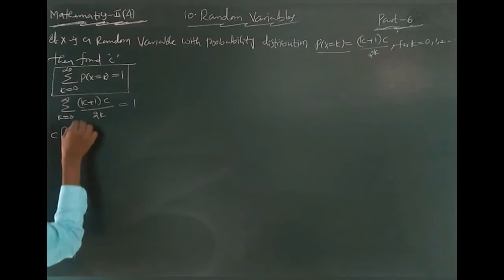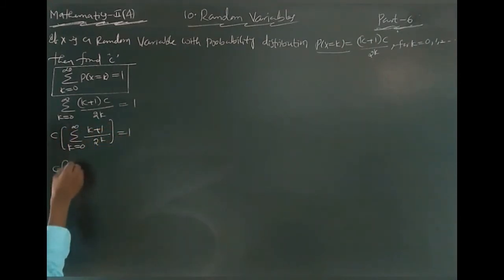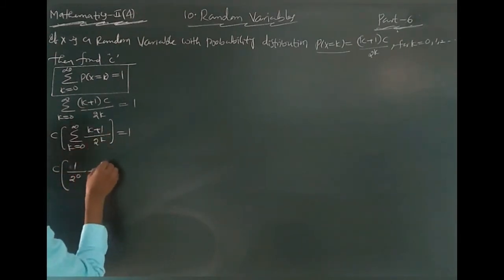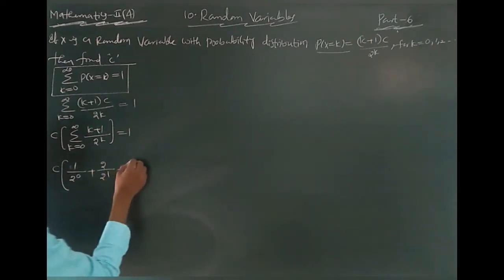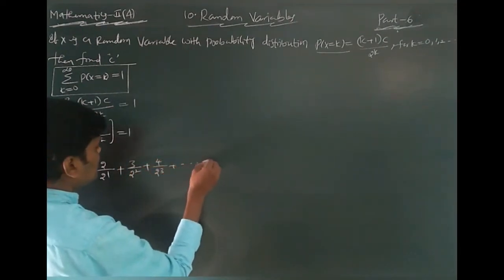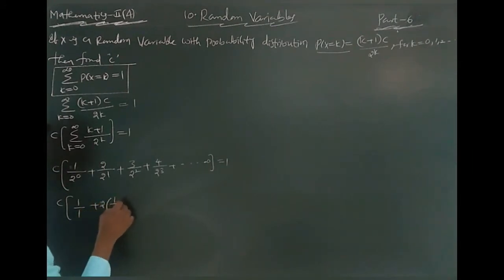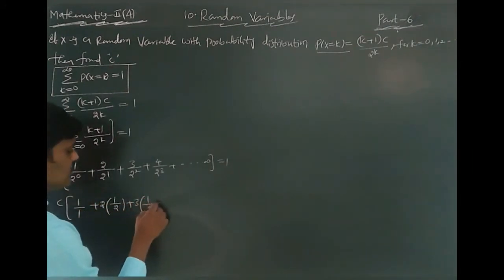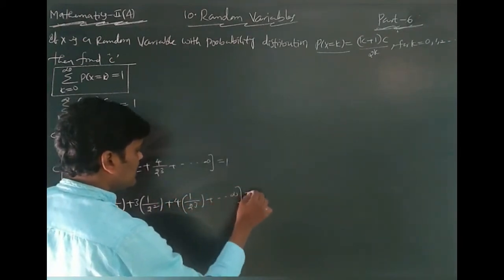Summation of k equal to 0 to infinity of (k plus 1) by 2 power k is equal to 1. Here 0 plus 1, 1 by 2 power 0, plus 1 plus 1, 2 by 2 power 1, plus 2 plus 1, 3 by 2 square, plus 4 by 2 cube, and so on to infinity, equal to 1. This can be written as 1 into 1 by 2 power 0, plus 2 into 1 by 2, plus 3 into 1 by 2 square, plus 4 into 1 by 2 cube, and so on to infinity, equal to 1.